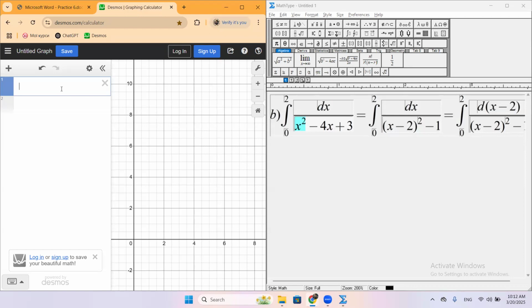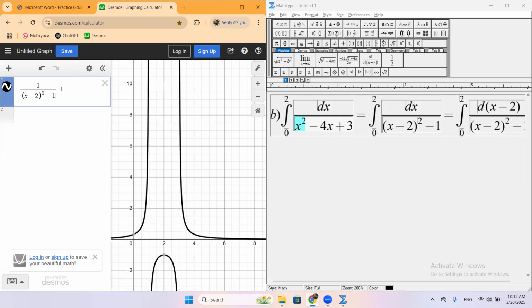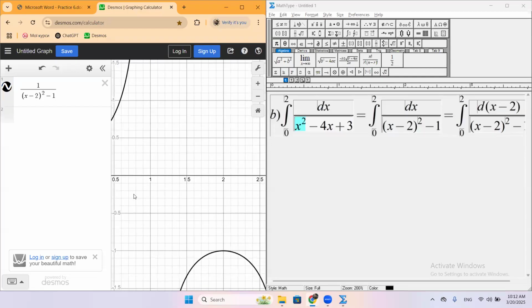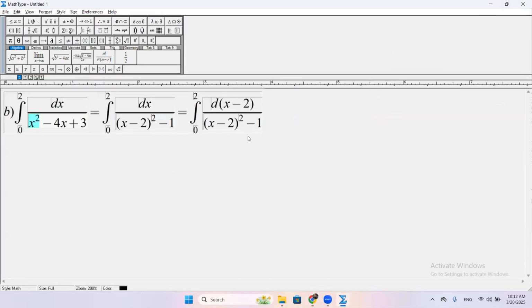So unbounded. But let me also plot the graph of the function. So x minus 2 square minus 1. Yeah, so we have such a singularity point, when x equals 1.